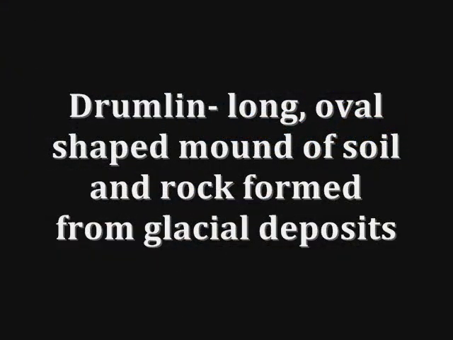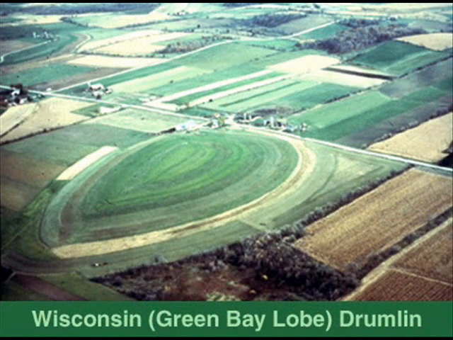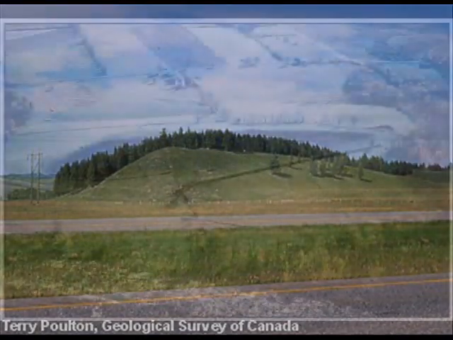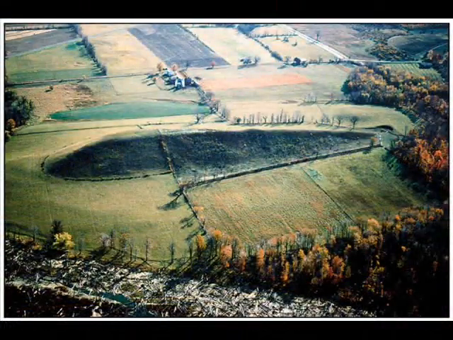The next example of deposition is a drumlin, which is a long, oval-shaped mound of soil and rock formed from glacial deposits. In this picture, the mound in the middle is the drumlin. This one looks like a hill with trees now growing on it.